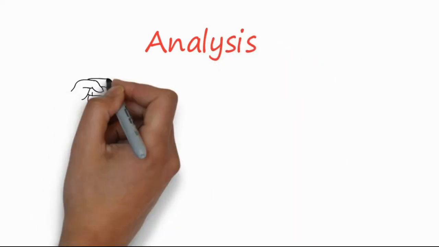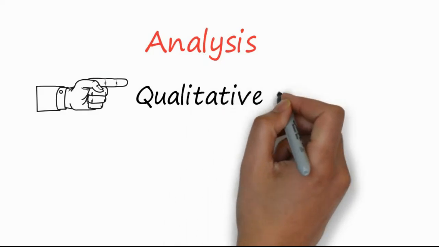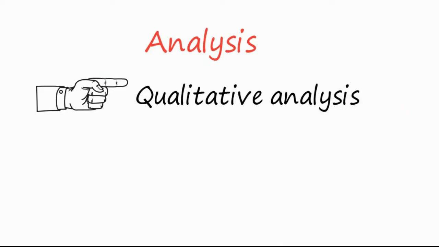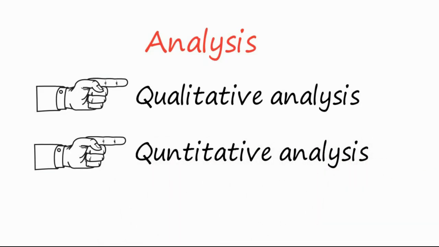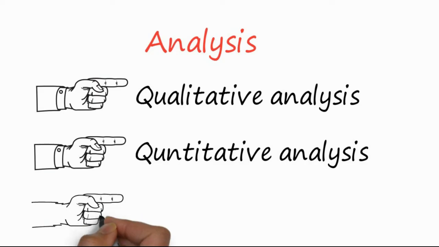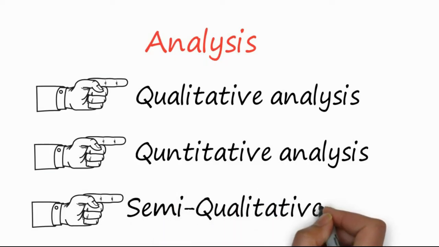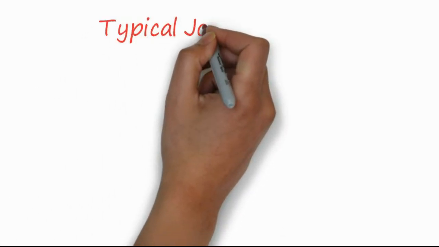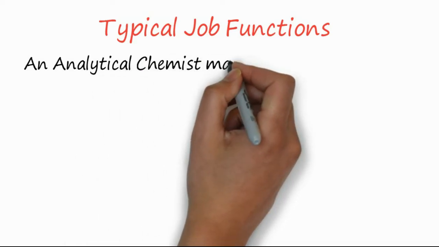The final part is the analysis, which is very important for the analytical chemist. In this case, we study qualitative analysis or quantitative analysis, or a third type of analysis that we call semi-qualitative analysis. For example, we study some material in blood, etc.